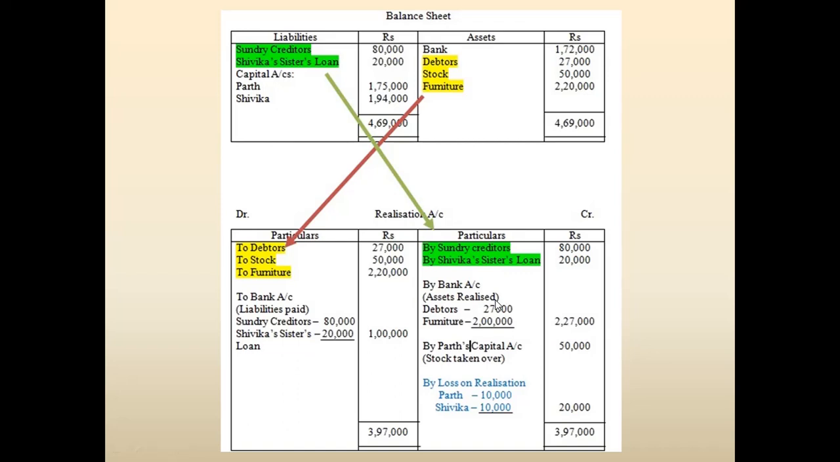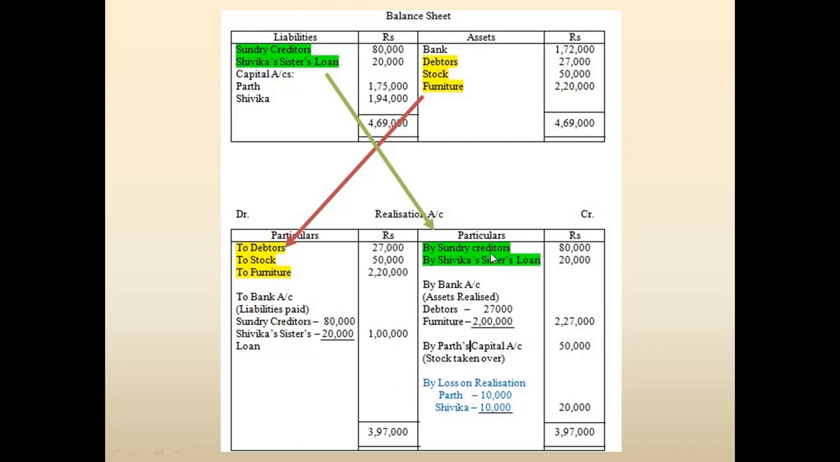Okay, by sale proceeds we mean the amount that is realized, or obtained by selling those assets. So we will write here in the bank column, on the credit side, under this bank head. We write the amount here, and if any asset is taken over by a partner, we have to write the partner's capital account. In bracket, you write stock taken over, or any form of asset taken over.